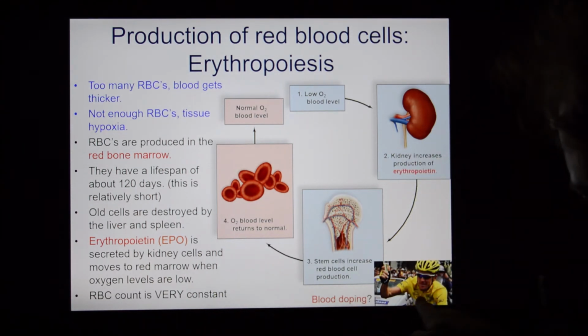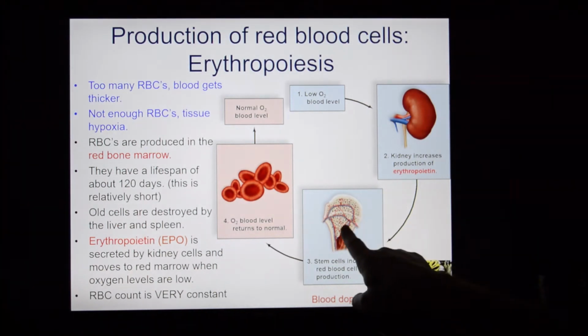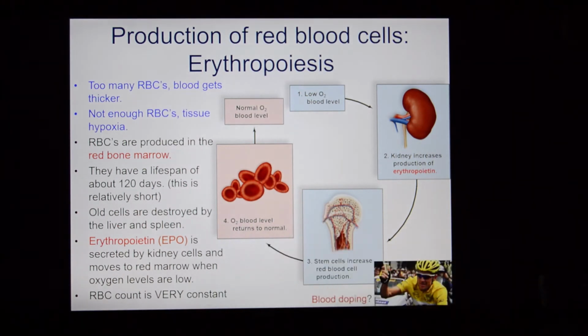You probably have heard of this guy down here. That's Lance Armstrong. What he was caught doing, actually, was taking an artificial erythropoietin to raise his red blood cell count to make him a more competent athlete. If you can carry more oxygen in your tissues, you're more athletically capable, and that's what he was doing to cheat at cycling. So the idea is the kidneys can sense oxygen levels. If the oxygen level's too low, they release erythropoietin that stimulates bone marrow and makes more red blood cells.